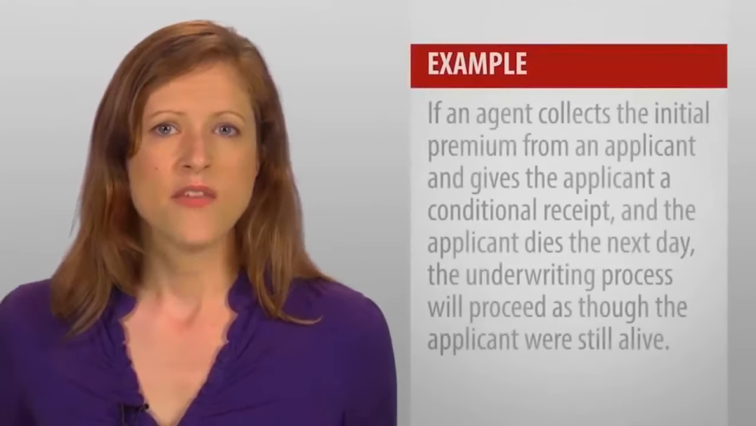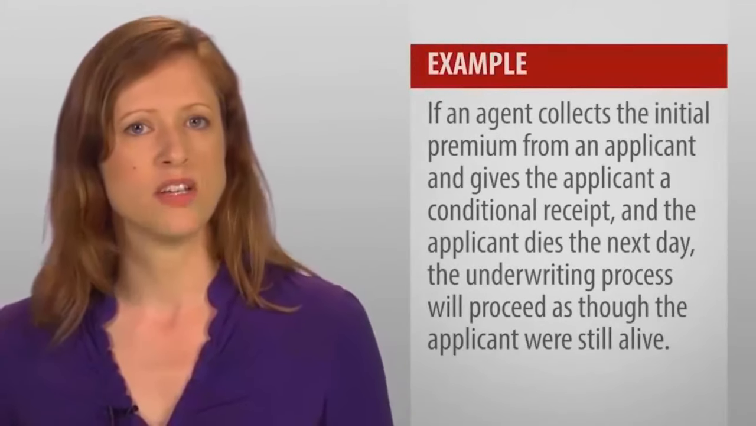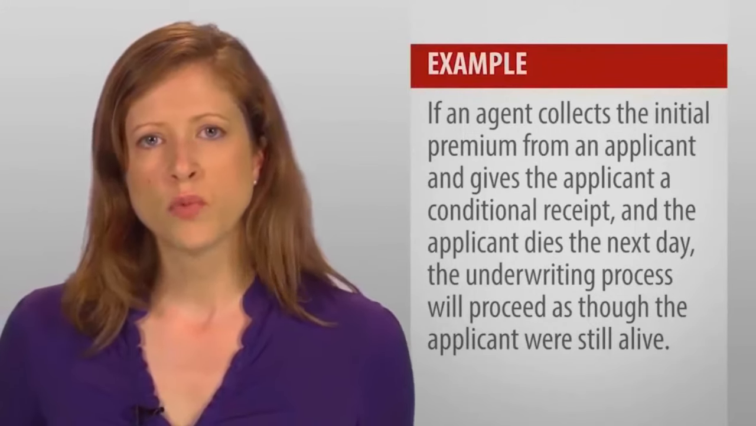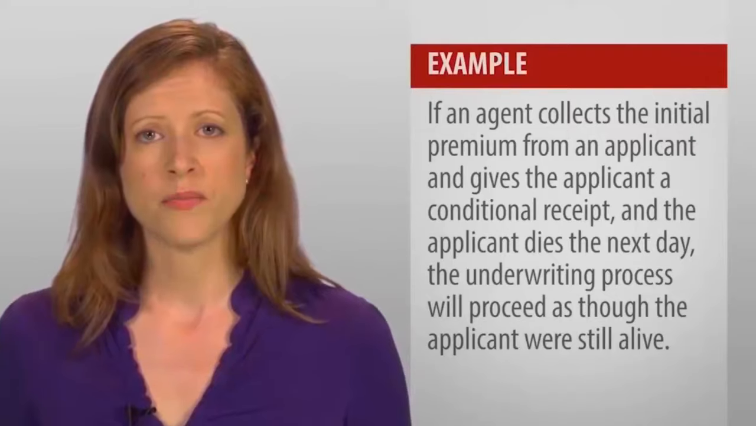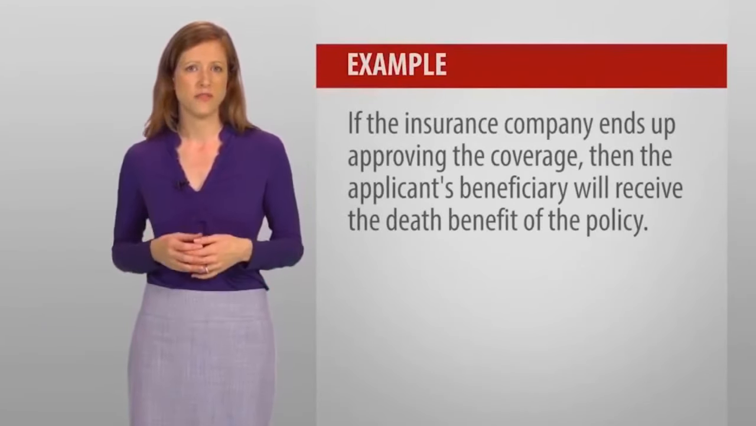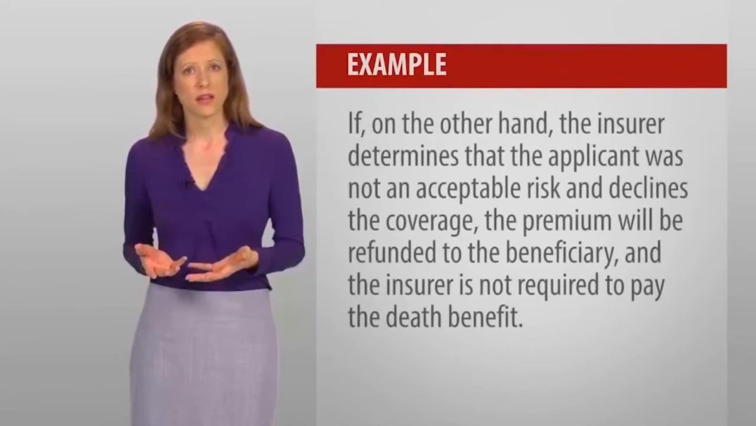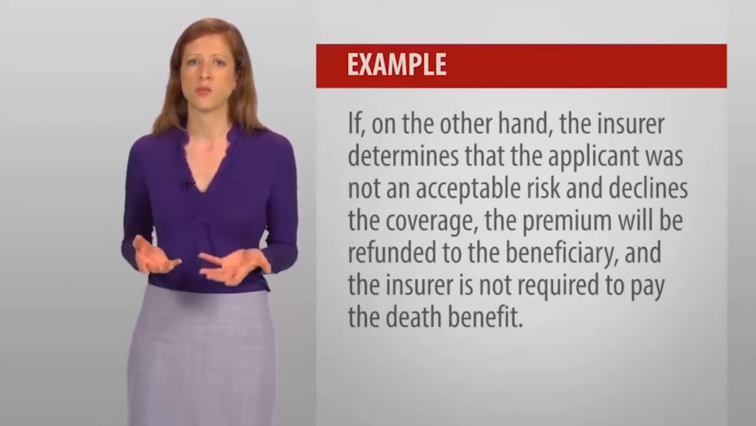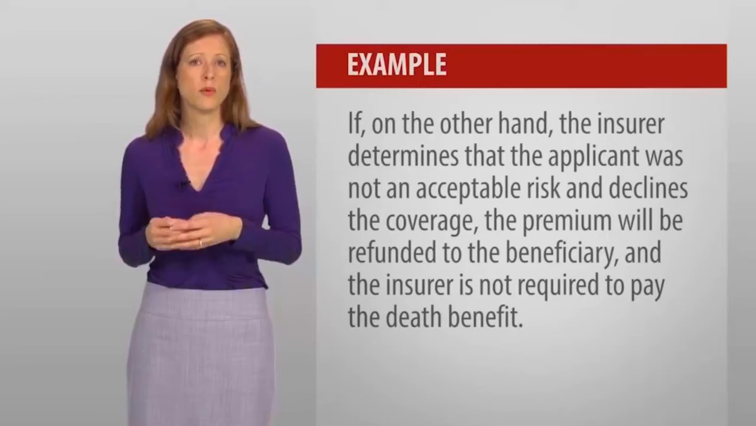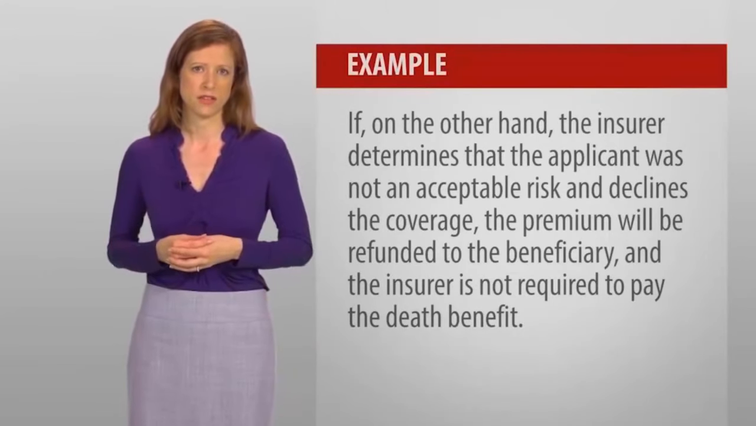Example: if an agent collects the initial premium from an applicant and gives the applicant a conditional receipt, and the applicant dies the next day, the underwriting process will proceed as though the applicant were still alive. If the insurance company ends up approving the coverage, then the applicant's beneficiary will receive the death benefit of the policy. If, on the other hand, the insurer determines that the applicant was not an acceptable risk and declines the coverage, the premium will be refunded to the beneficiary, and the insurer is not required to pay the death benefit.